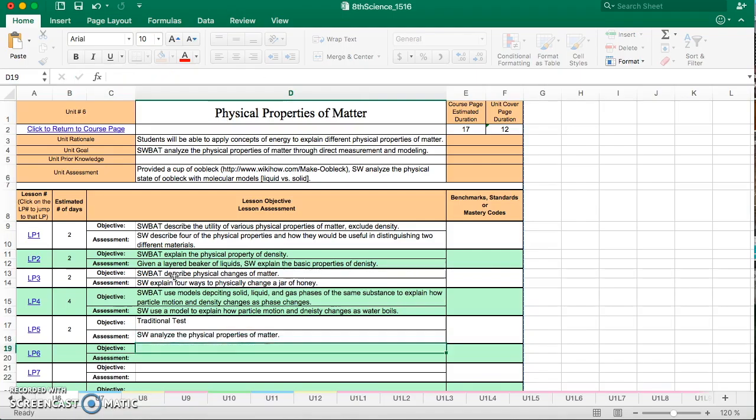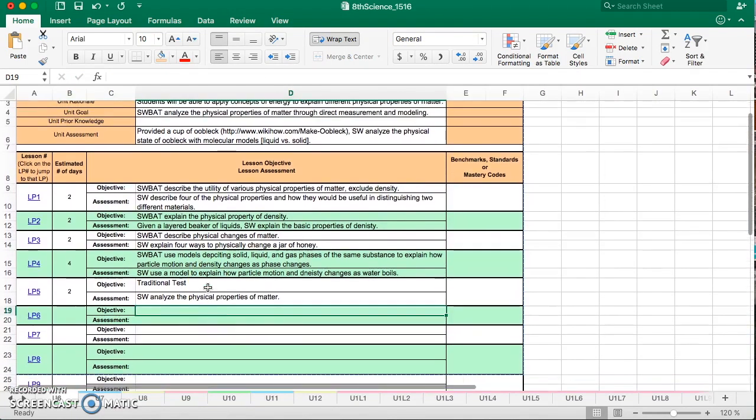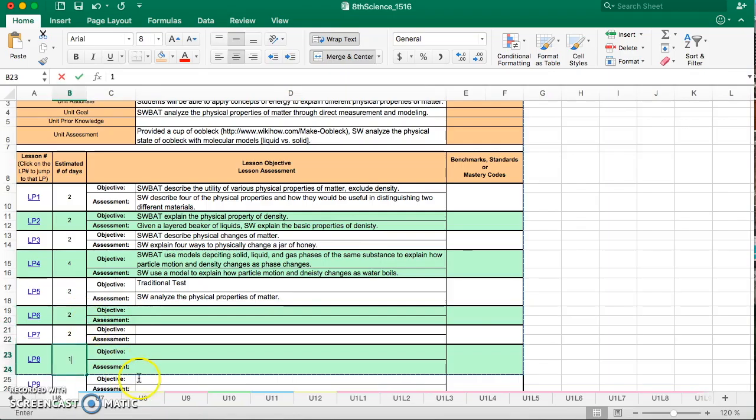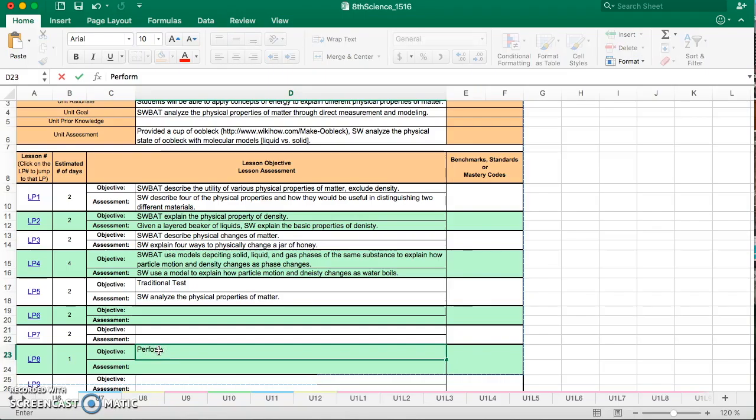And then after that test is always the tricky part for new teachers or teachers new to unit planning. And this is where we're going to spend probably about 4 more days before we take a performance assessment. And the performance assessment we already know is going to be analyzing that oobleck. So we can fill that in, and then we can think about how we are going to get ourselves there. So I always fill it in anyways. So we're going to say analyze the physical state of oobleck with molecular modeling.